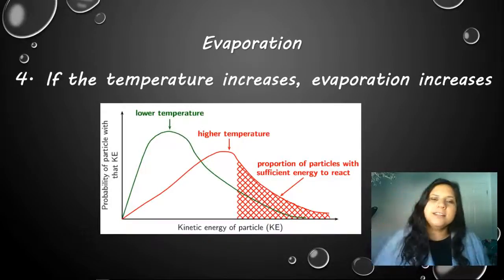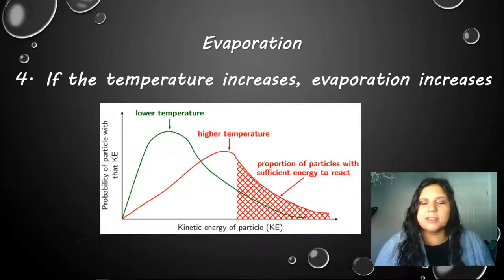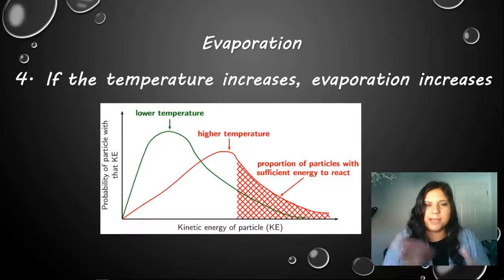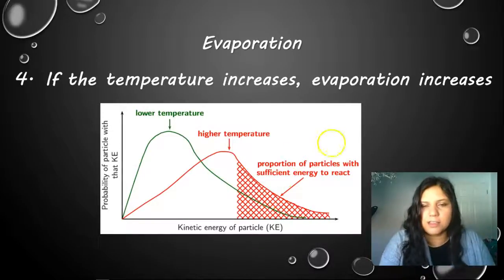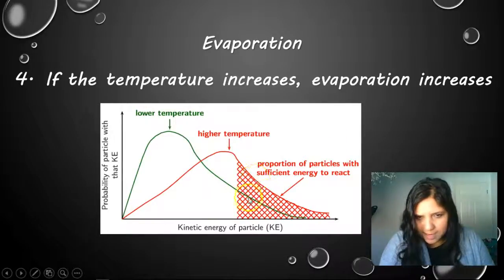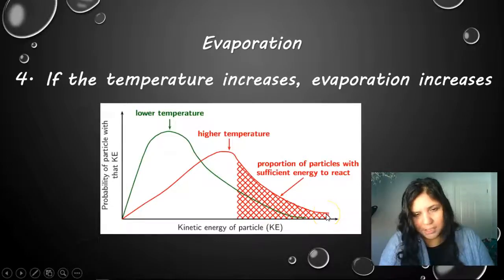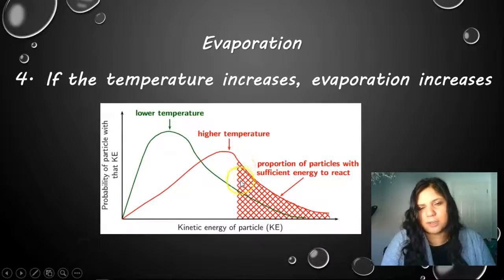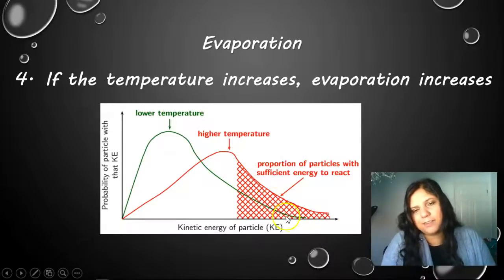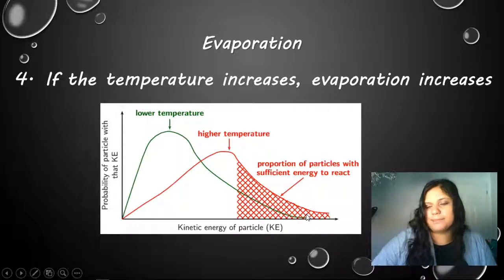Another thing: if temperature increases, the rate at which it evaporates increases. You'll notice this is another Maxwell-Boltzmann distribution. At higher temperatures, there are more particles with greater energy. And so there is a greater chance that the particles at the surface are going to have enough energy to evaporate.